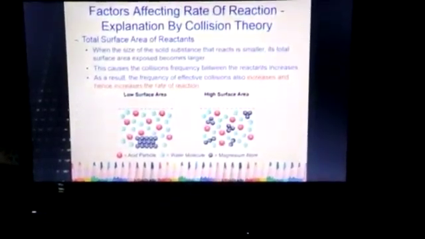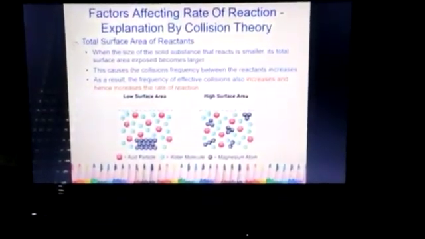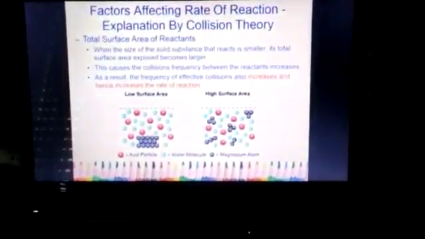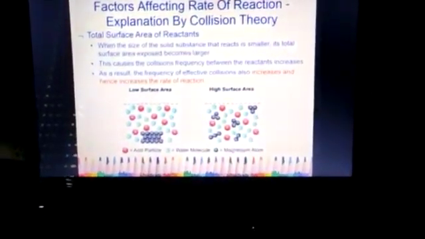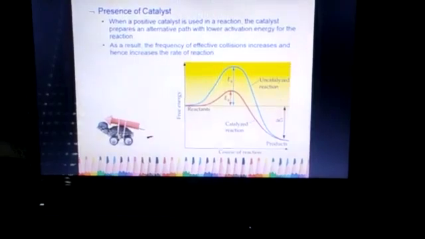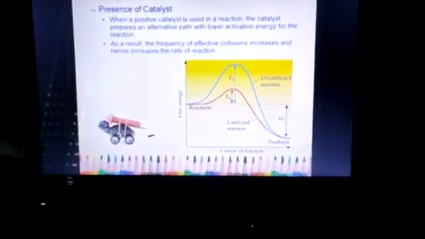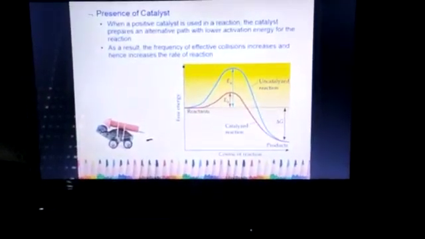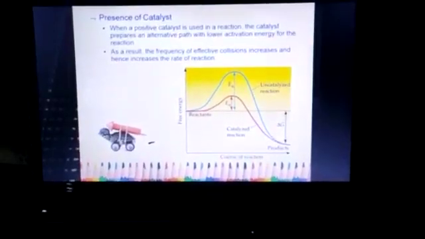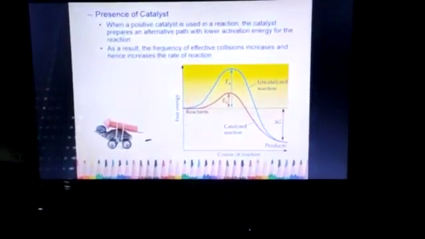The total surface area of the reactants. When the size of the solid of a substance that reacts is smaller, the total surface area exposed becomes larger. This causes the collision frequency between the reactants to increase. As a result, the frequency of effective collisions also increases, hence increases the rate of the reaction. Presence of the catalyst. When a positive catalyst is used in a reaction, the catalyst provides an alternative path of lower activation energy for the reaction. As a result, the frequency of the effective collisions increases and hence increases the rate of reaction.